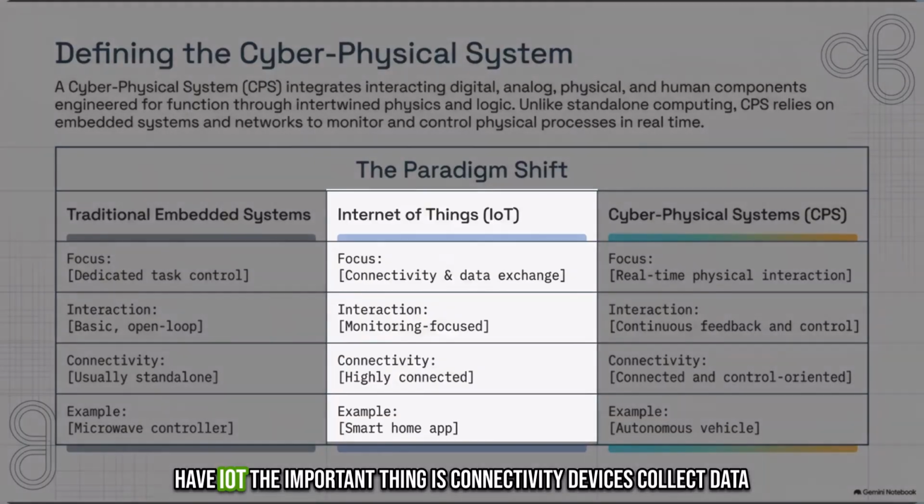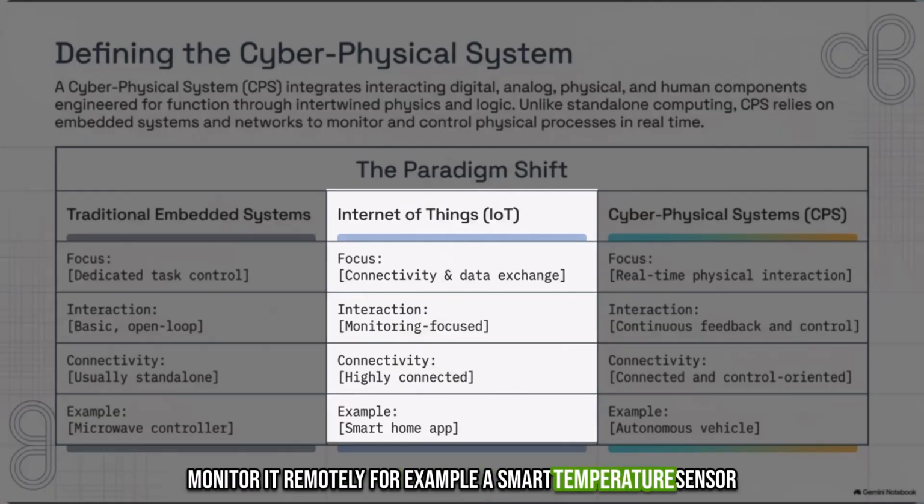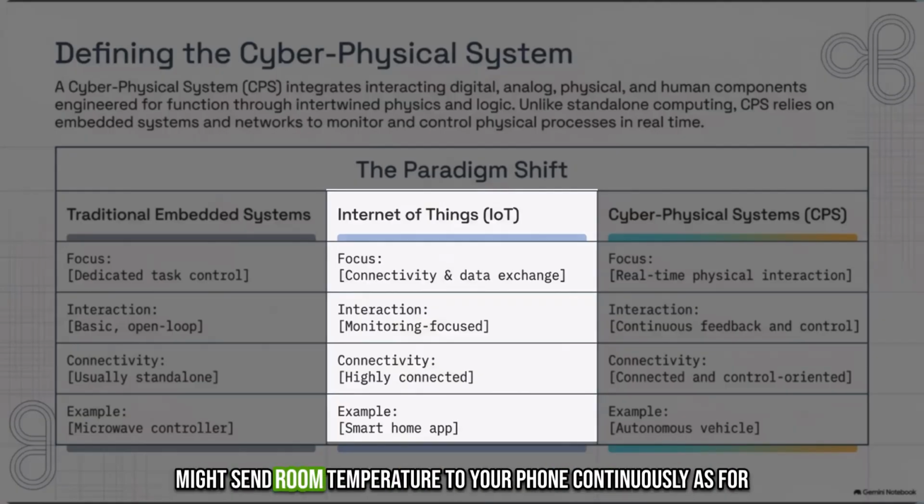And then we have IoT. The important thing is connectivity. Devices collect data, send the data somewhere, maybe to the cloud, and then we can monitor it remotely. For example, a smart temperature sensor might send room temperature to your phone continuously.